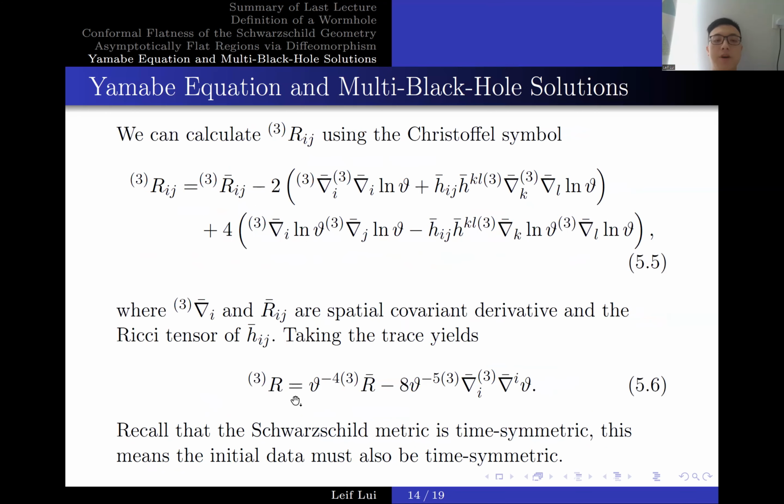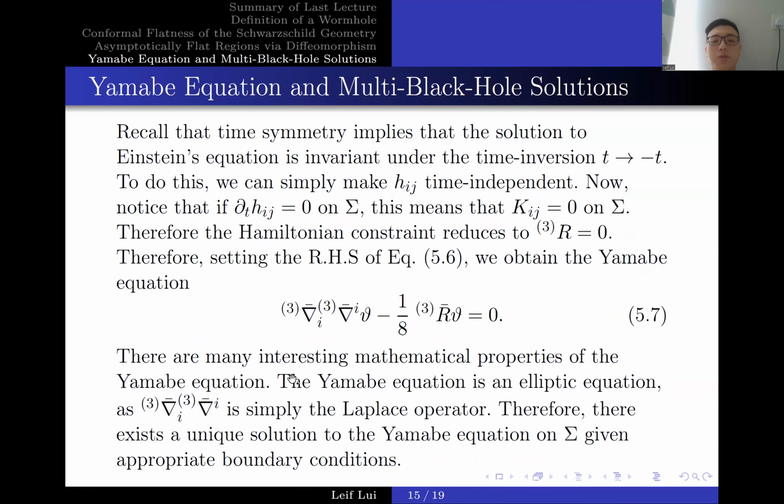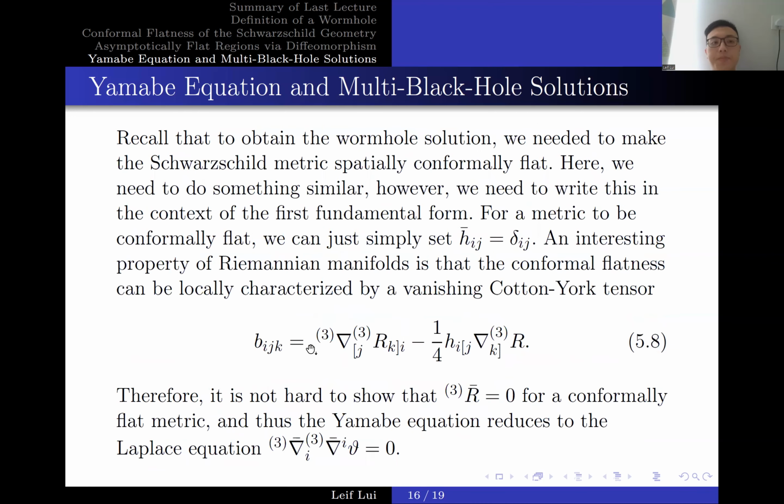And from here, if R equals 0, we get a nicer equation. By setting the right-hand side of equation 5.6 to 0, we get the Yamabe equation. So this is the Yamabe equation, and there are many interesting properties of it. Firstly, the Yamabe equation is an elliptic equation, as this operator here is simply the Laplace operator. Therefore, there exists a unique solution to the Yamabe equation on sigma given appropriate boundary conditions.